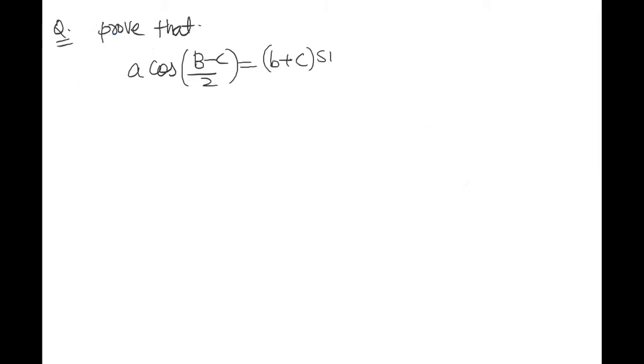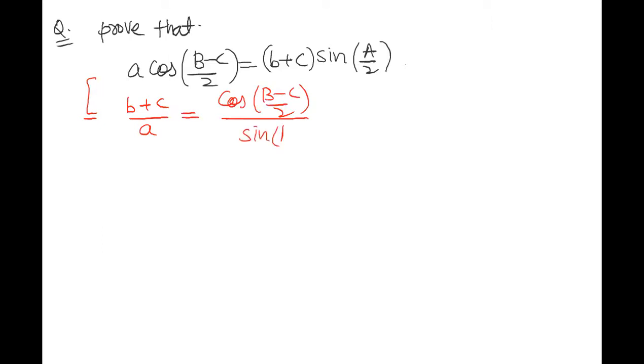The next question is, prove that a into cos of (b minus c) by 2 is equal to (b plus c) into sine of a by 2. This we need to prove. Alternatively, as I have said before, we will take all the sides on one side, so (b plus c) by a, and here I can write cos of (b minus c) by 2 divided by sine a by 2. This also I can prove.